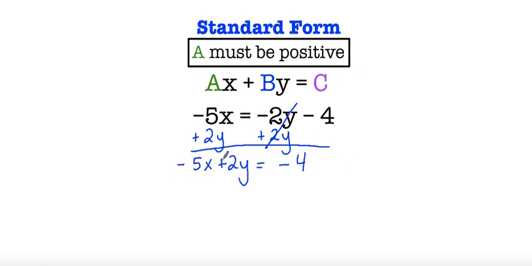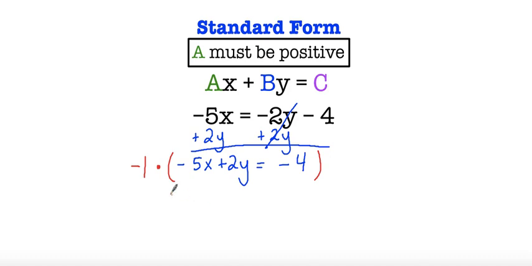So because I have a -5 here, in order to make it positive, I could do a few things. I could either multiply everything by -1, or I could divide everything by -1. And that would give me the same thing. So if I multiply by -1 to make this positive, remember that I have to do the same thing to everything. Okay, so I can't just multiply the term -5x by -1. I have to multiply everything by -1.